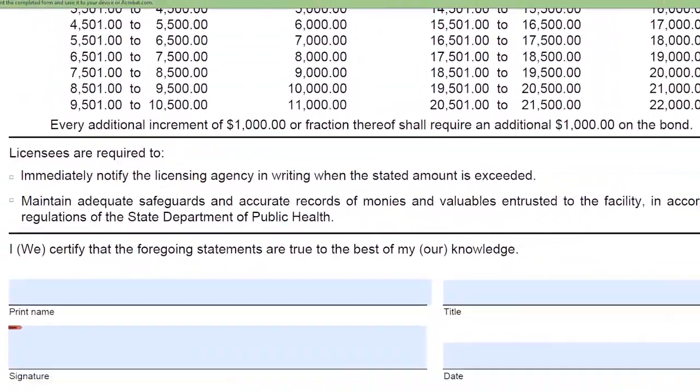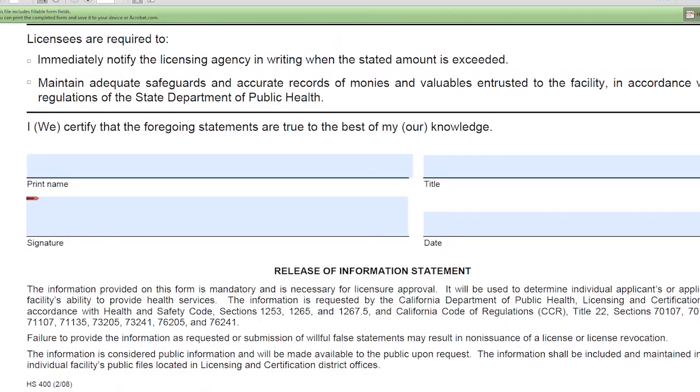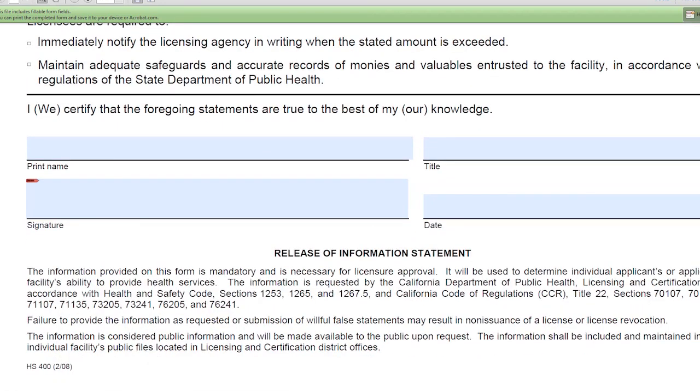Licensees are required to immediately notify the licensing agency in writing when the stated amount is exceeded, maintain adequate safeguards and accurate records of monies and valuables entrusted to the facility in accordance with the regulations of the State Department of Public Health. We certify that the foregoing statements are true to the best of our knowledge. Print the signer's name, title, date, and sign the form. Submit the form with an original signature.